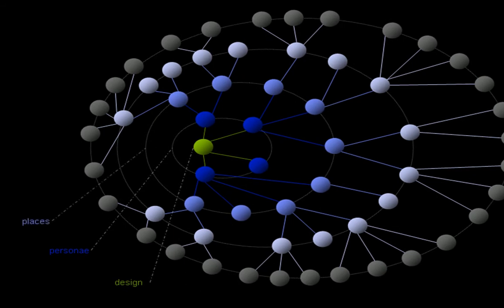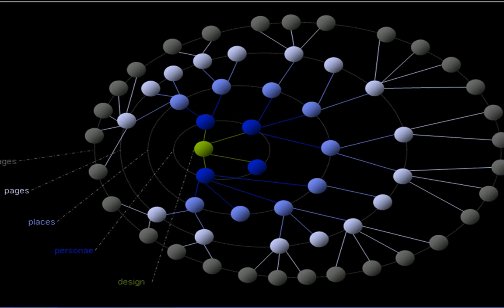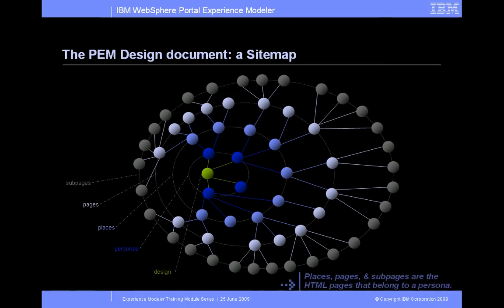Place, page, and subpage elements are rendered in the demo as HTML pages. Any element in one project can be copied in a modeler and pasted within the taxonomy of another project in another modeler.